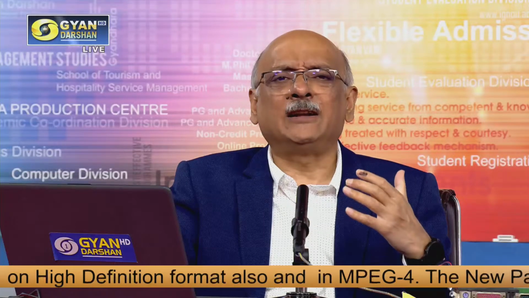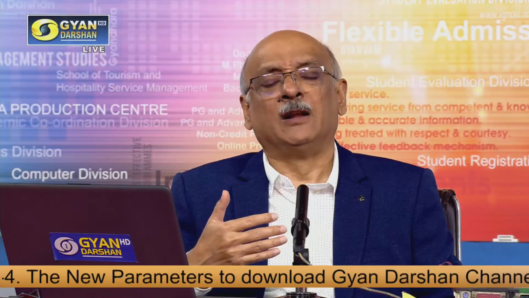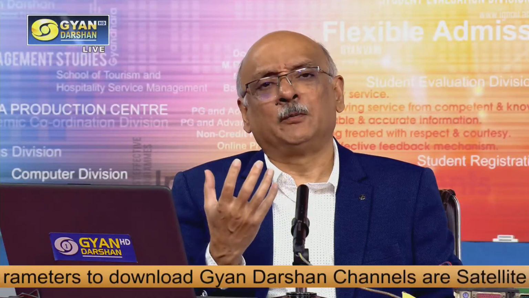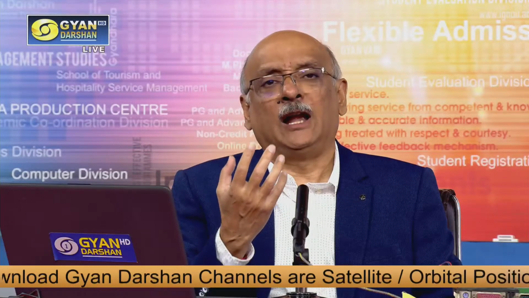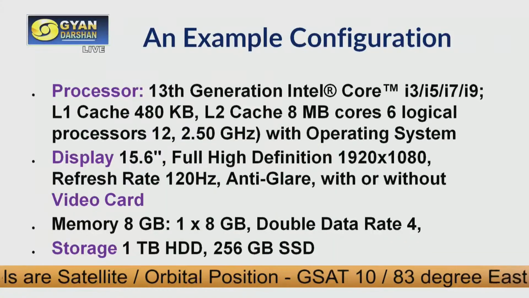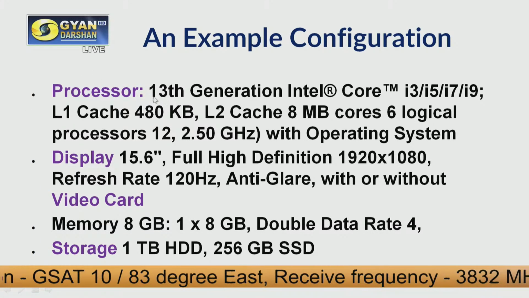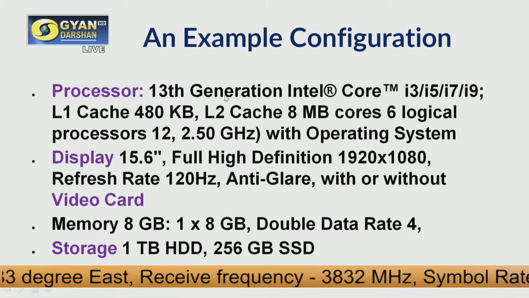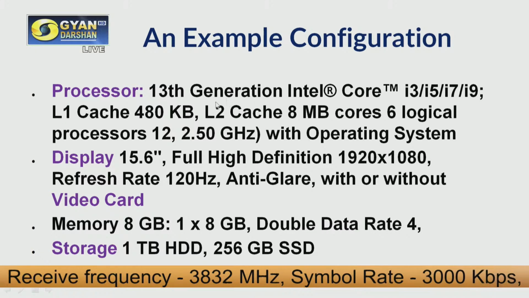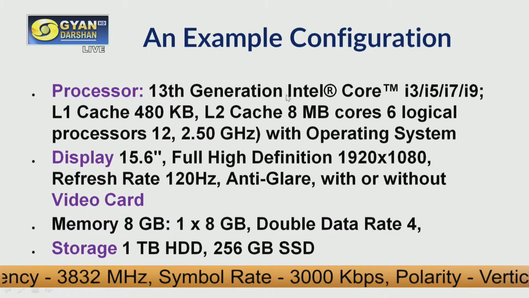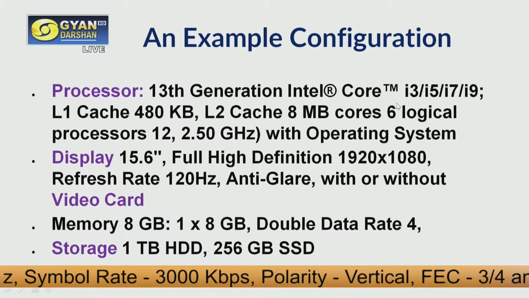But normally when we go to the market, what kind of things are made available as far as configuration is concerned? Well, let's try to look into different aspects of the configuration of a computer. Well, the very first thing when we look at the processor, you will find 13th generation. This is a very low end processor.